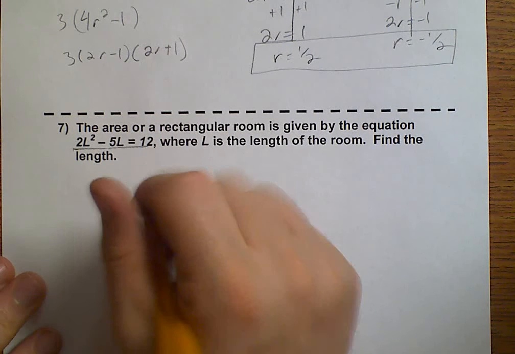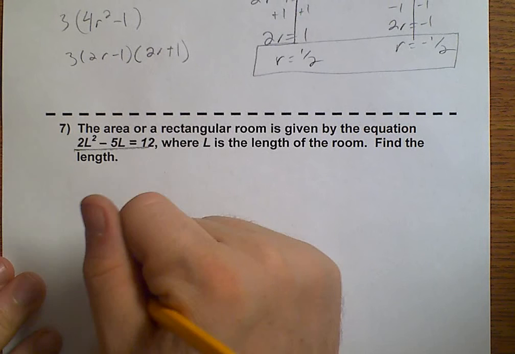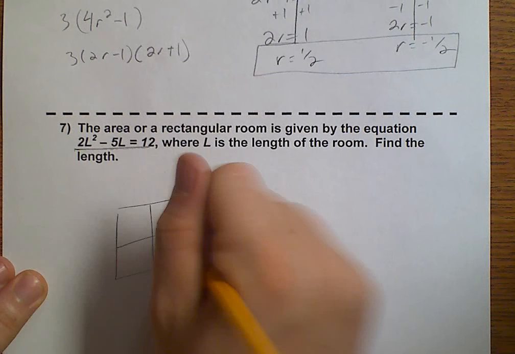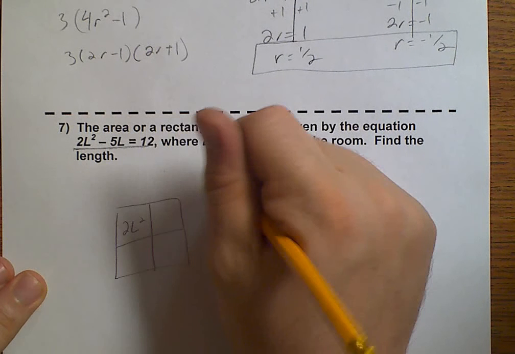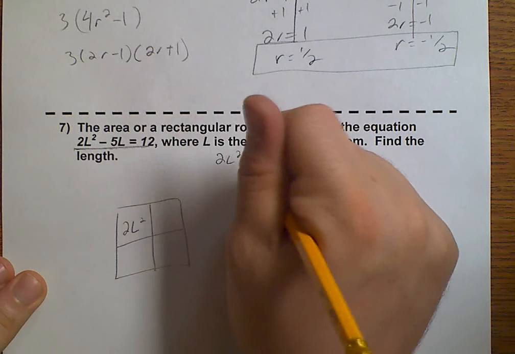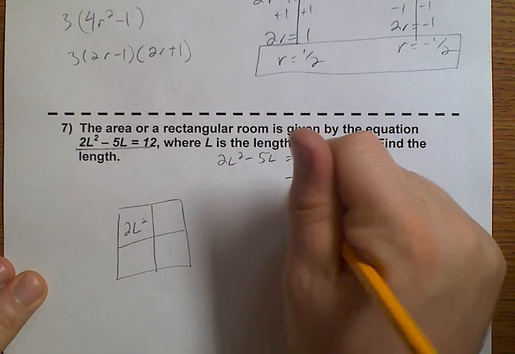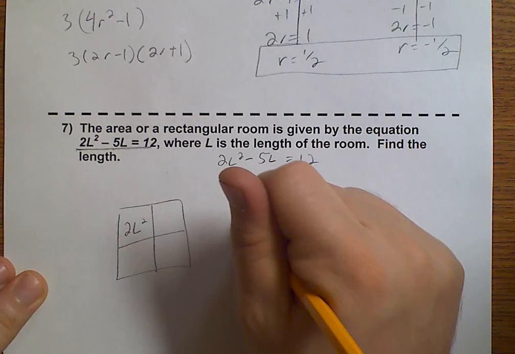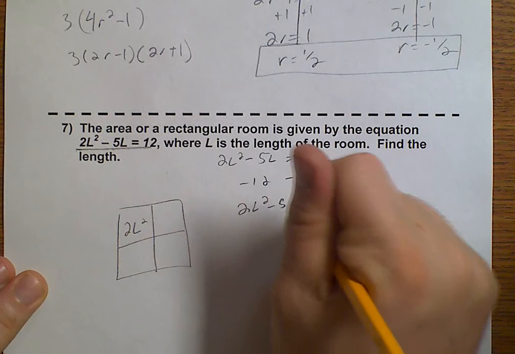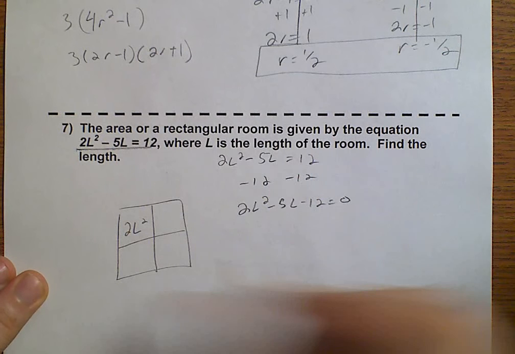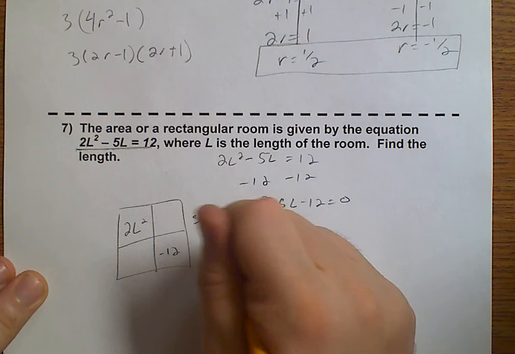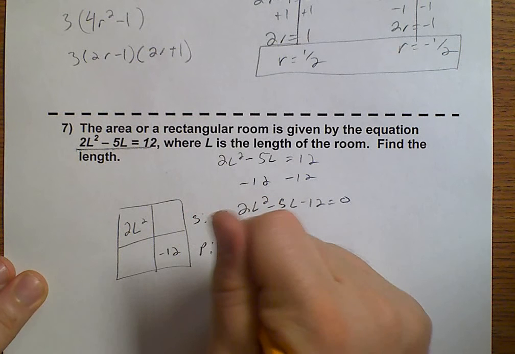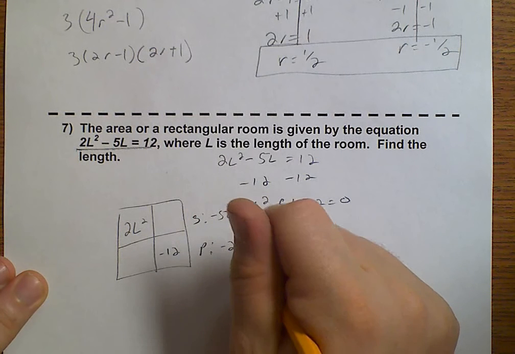Well, I need to go ahead and put this into the box. 2L squared minus 5L equals 12. If we subtract 12 from both sides, we get 2L squared minus 5L minus 12 equals 0. So it would be negative 12. Our sum of negative 5L and our product of negative 24L squared.